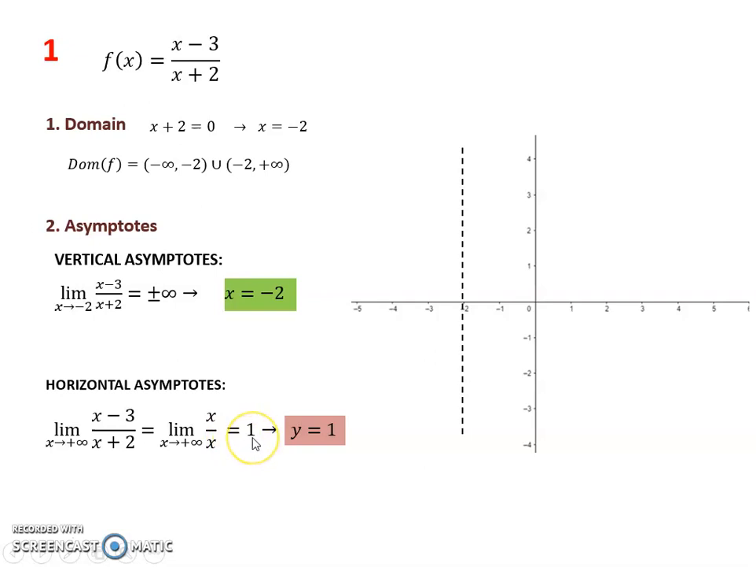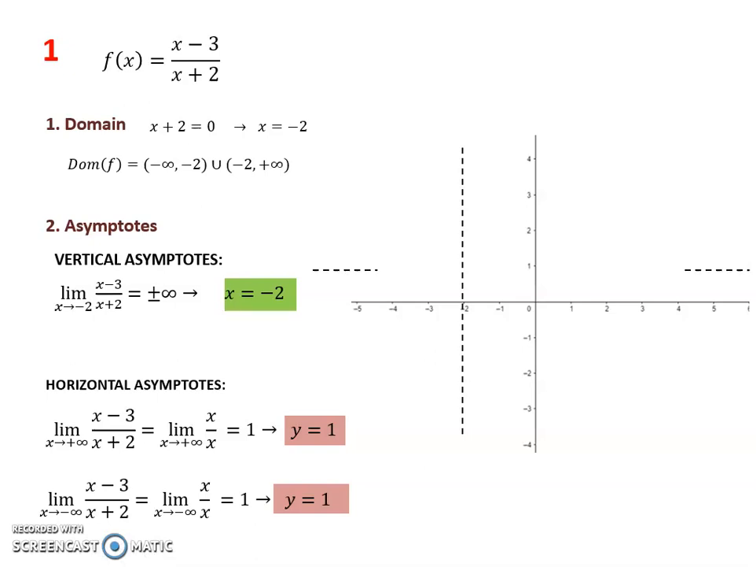If the solution here was infinity or minus infinity instead of a number, it meant we didn't have any horizontal asymptote. But it's just a number, so yeah, we've got it. And draw. Okay, I draw it here. In the minus infinity, just the same. So again, we've got the horizontal asymptote on the left side.